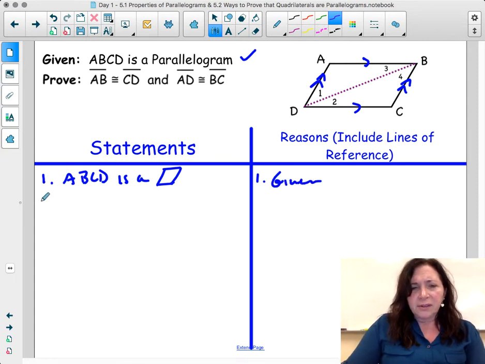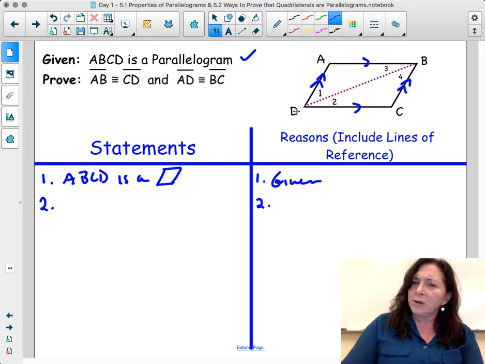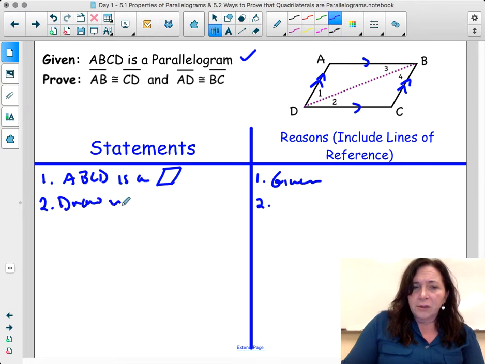Next, I want to see if you have noticed that I just gave you that these are parallelograms, but do you see this little line here, BD? Well, that's an auxiliary line. That's a line that I drew in. So I'm going to say draw in auxiliary line BD. And that's the definition of auxiliary lines.